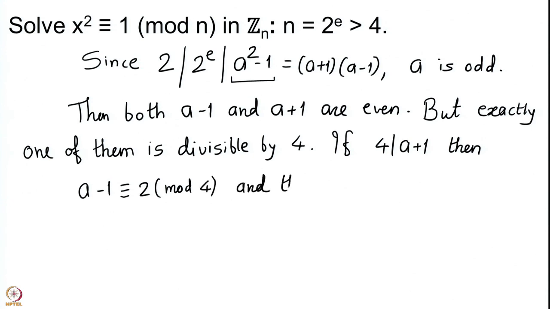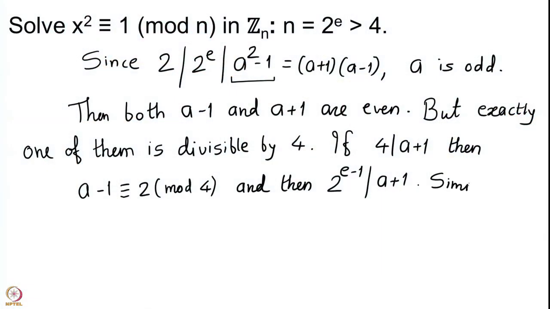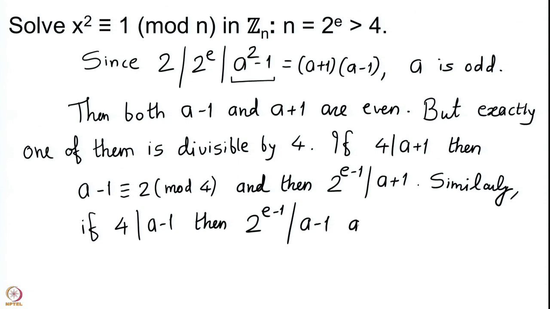And then all the remaining powers of 2 will necessarily divide a plus 1, because no higher power of 2 other than 2 can divide a minus 1. A minus 1 is just 2 mod 4, even 4 does not divide it. So higher powers of 2 cannot divide. So all the other factors of 2 will collect themselves and go and divide a plus 1. Similarly, if we have the other case that 4 divides a minus 1, then 2 power e minus 1 will have to divide a minus 1, and a plus 1 in this case is congruent to 2 mod 4.